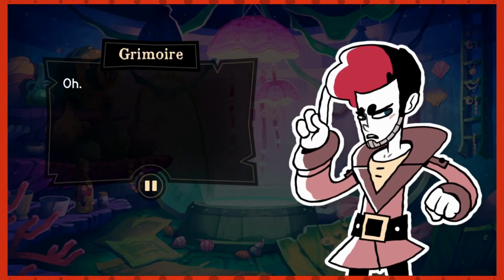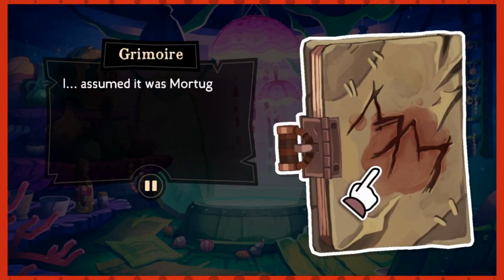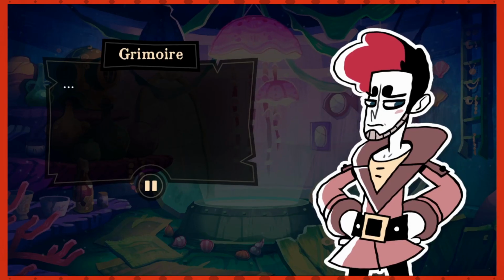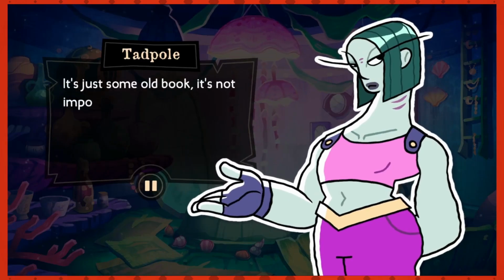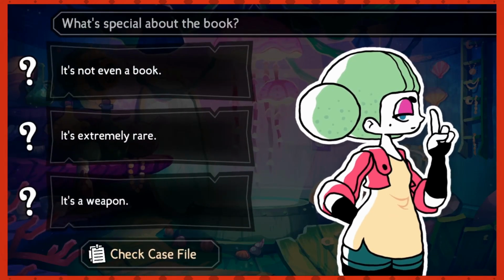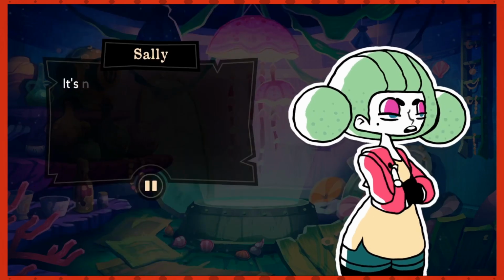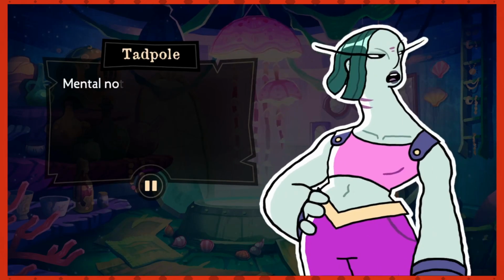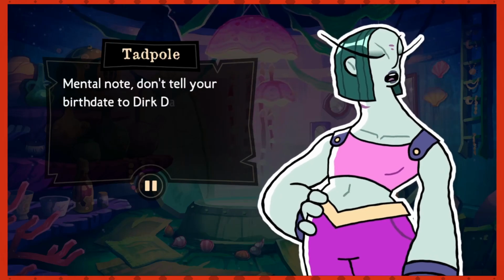Oh, really? I assumed it was Mortuga's book because of the MM initials. Nope, it's nothing to do with him. But there was something earlier that you said, that's not quite true, is it? What's so special about the book? It's not even a book. It opens up into a little box. Mental note. Don't tell your birth date to Dirk Dansom.